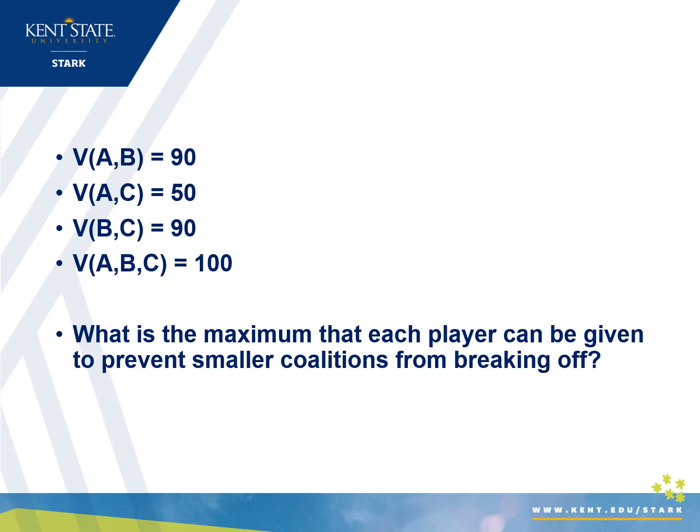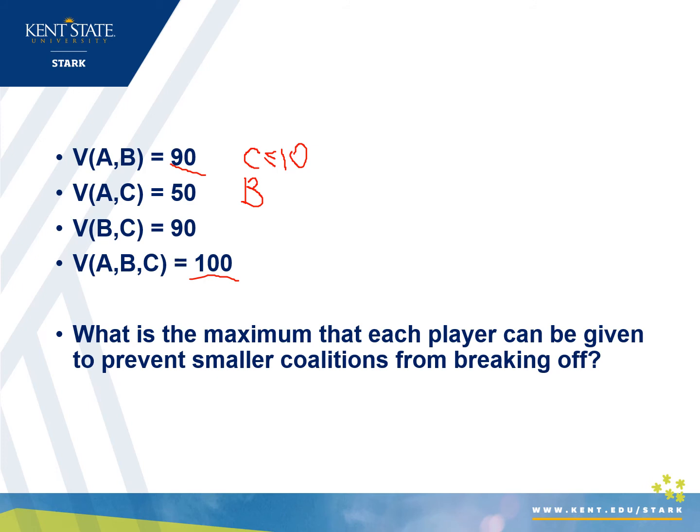So put another way, we know that there's a total of 100 available from the Grand Coalition, which means that if A and B can break off and get 90, we have to make sure that collectively they get at least 90. Which means C then can't get any more than 10. So at absolute most, we can only offer C 10, because we have to save the 90 to be divided between A and B.